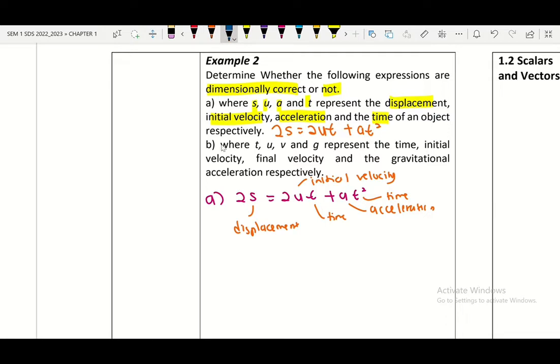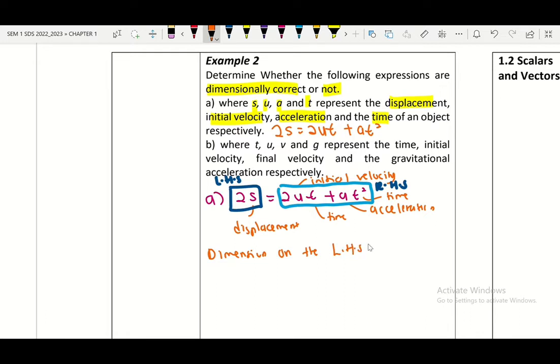So we have two sides. One is the left hand side and the other one is the right hand side. Let's look for the dimension on the left hand side first. Okay, dimension on the left hand side. So we have 2S equals, this is the dimension that we want to find.